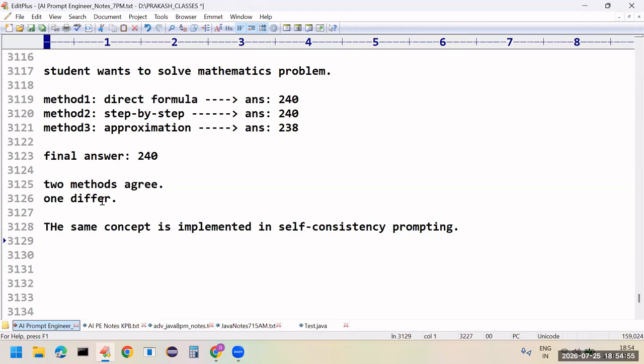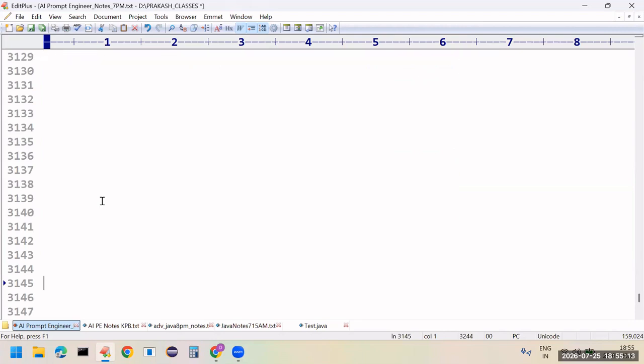Okay, clear friends? Yes, sir. Any questions up to this? No. So how is self-consistency prompting going to work internally? So the working principle of self-consistency prompting. Sir, how is it going to work? Let's have a look once.